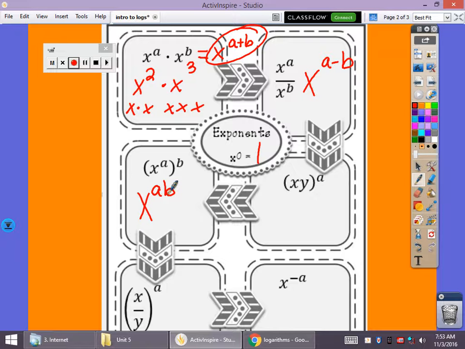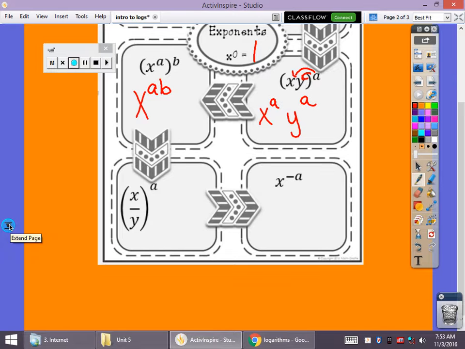Okay, how about this one? You have to distribute the power. So x to the a, y to the a. All right, let me scroll down. This one, it's the same thing, x to the a over y to the a. And the last one, what do I do when it's a negative exponent? I want the vocabulary word. I heard fraction, but what do? The reciprocal. So 1 over x to the a. Okay? And these are my exponent laws.